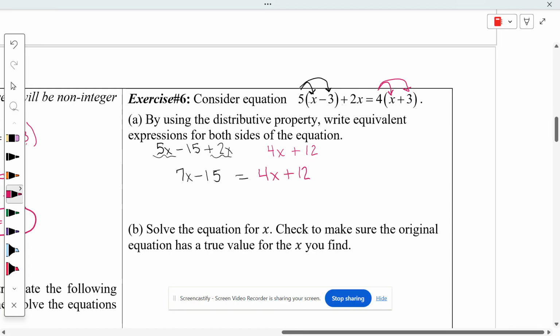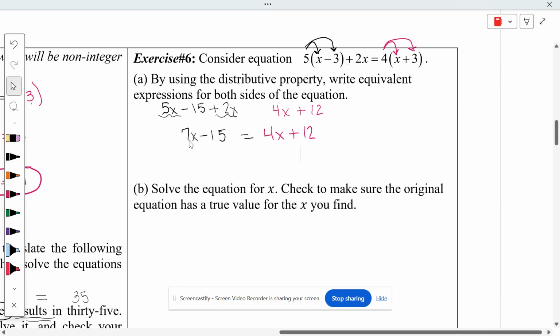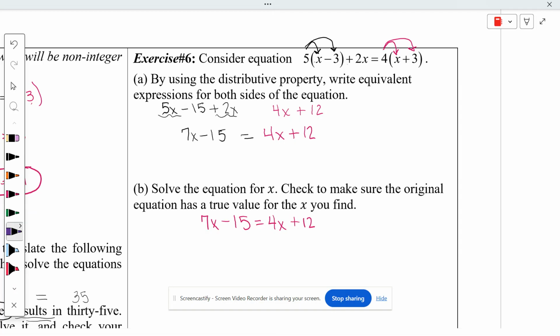Now it says to solve the equation for x. So we're going to take our two simplified expressions that have been set equal to each other, and we are going to solve. Notice that we have variables on both sides. Well, when we have variables on both sides, we need to get all the variable terms onto one side and all of the constants on the other. I always try to put my variable terms on the left. So I'm going to subtract 4x from both sides. I want to eliminate that 4x or move it from the right side to the left side.